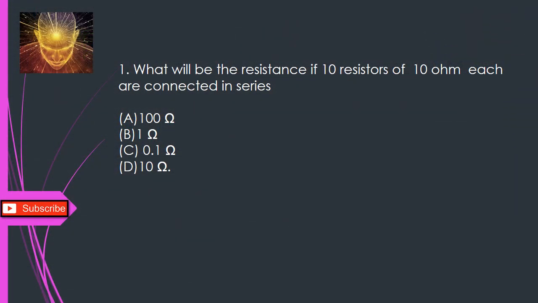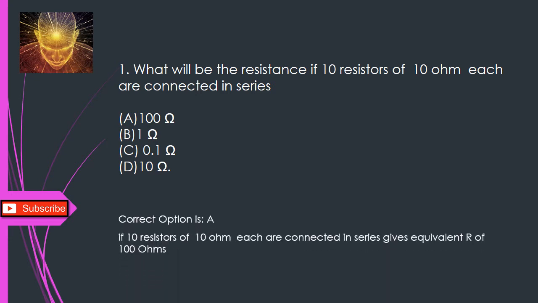What will be the resistance if 10 resistors of 10 ohm each are connected in series? A. 100. B. 1. C. 0.1. D. 10. Correct option is A. If 10 resistors of 10 ohm each are connected in series, it gives an equivalent R of 100 ohms.